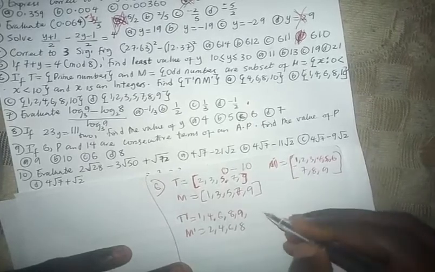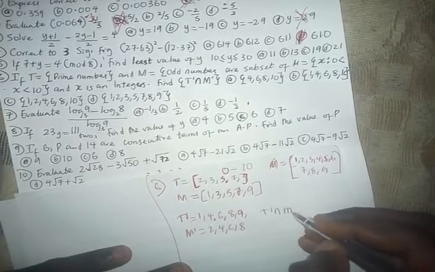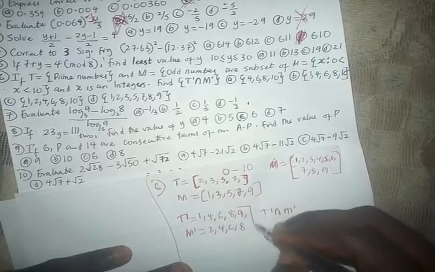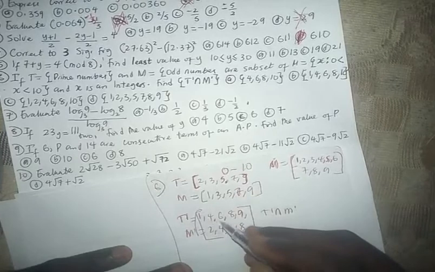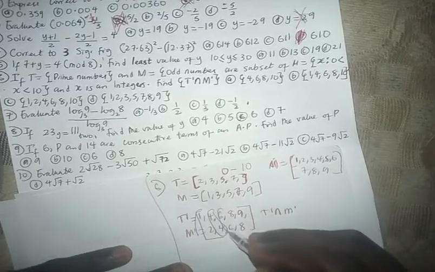So T complement intersection M complement means what do they have in common, the same thing. So it is nothing but this, this and this.